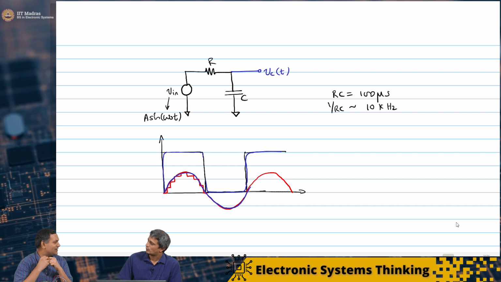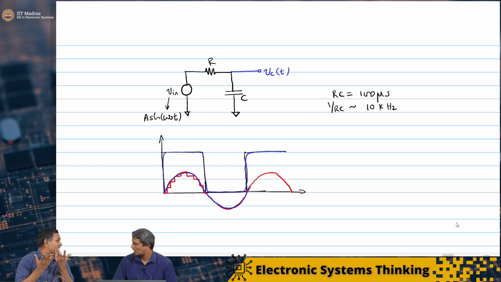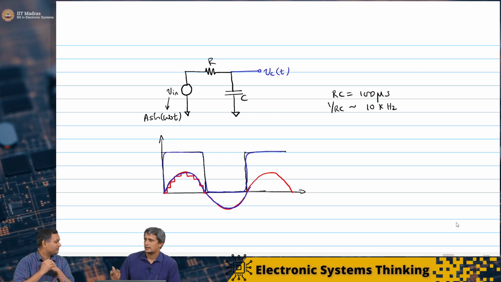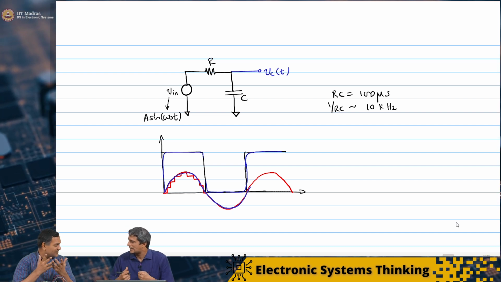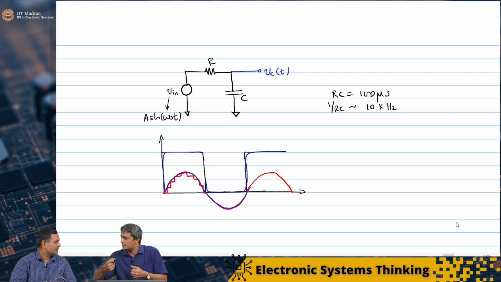The amplitude of the sinusoid might actually come down. This is my guess. I think that makes a lot of sense because the capacitor doesn't have enough time to charge, and therefore it's trying to get up, but then the input has come down.